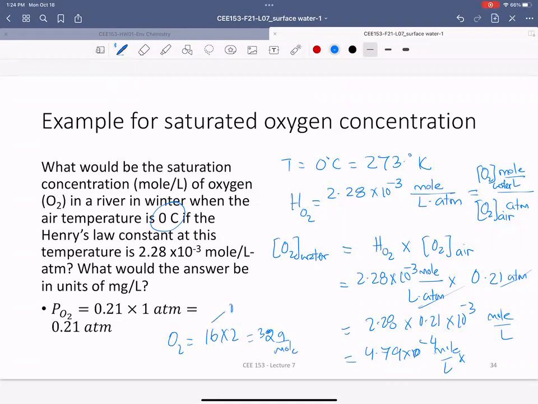So this is 1 oxygen atomic weight. There are two here. Okay, there's 2 oxygen in 1 molecule. So that will be 1 mole is 32 gram, and then 1 gram is 1000 milligram. Can somebody calculate what the number is?